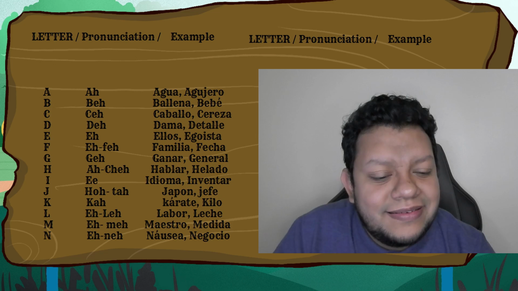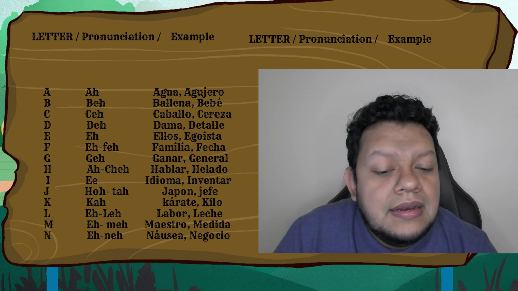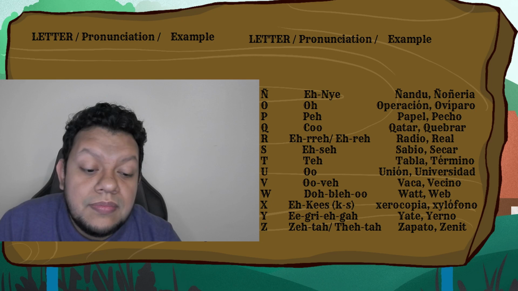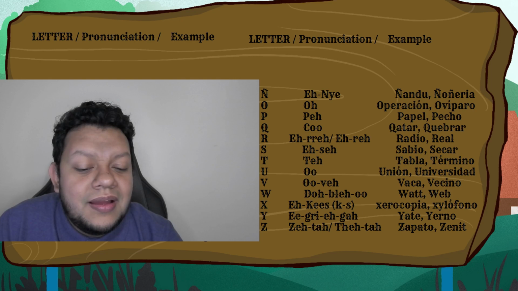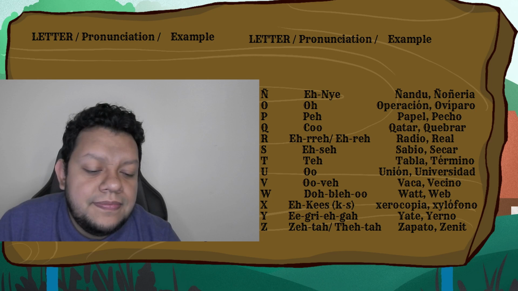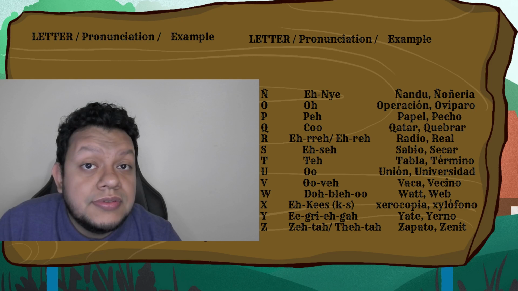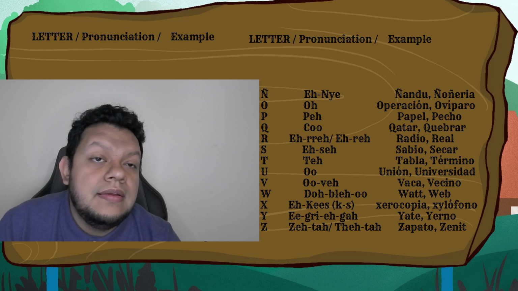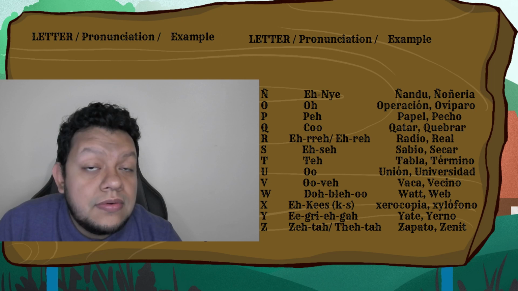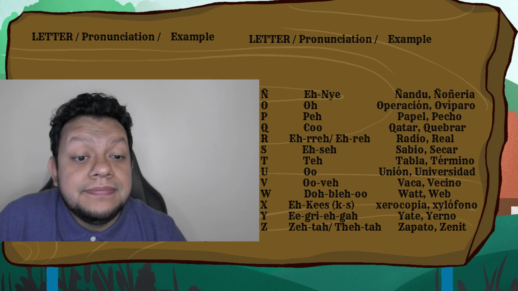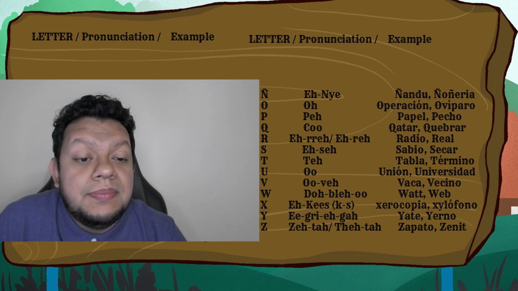N pronounced N, náusea, negocio. Ñ, Ñ, ñandú, ñoñería. P pronounced P, papel, pecho. Q pronounced Q, catar, quebrar. R pronounced R, radio, real. S pronounced S, sabio, secar. T pronounced T, tabla, término.